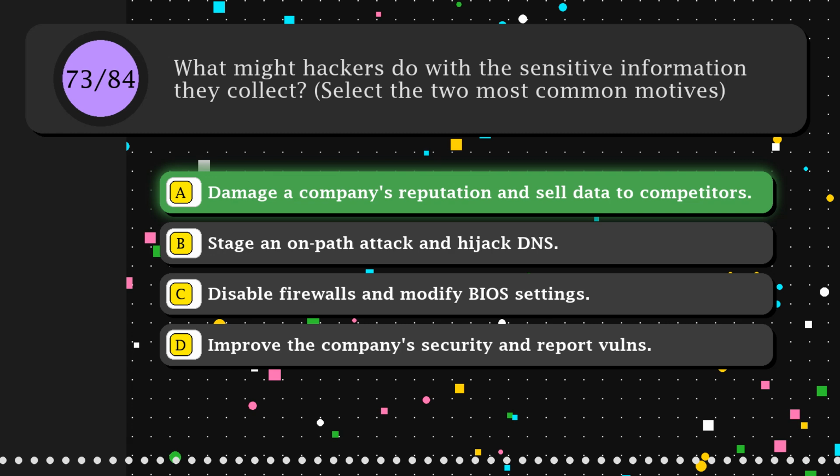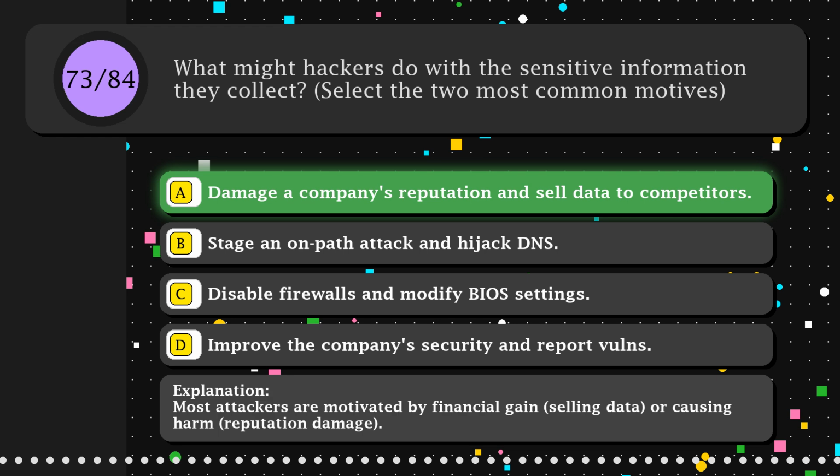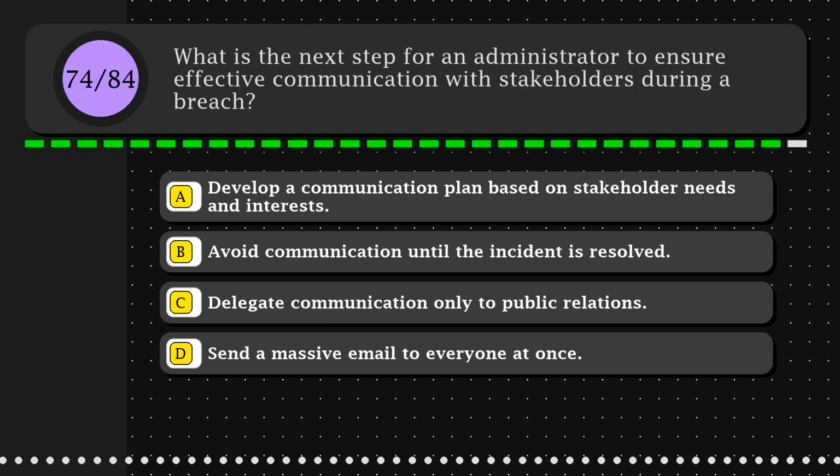The correct answer is option A, damage a company's reputation and sell data to competitors. Most attackers are motivated by financial gain, selling data, or causing harm, reputation damage. Question 74. What is the next step for an administrator to ensure effective communication with stakeholders during a breach?